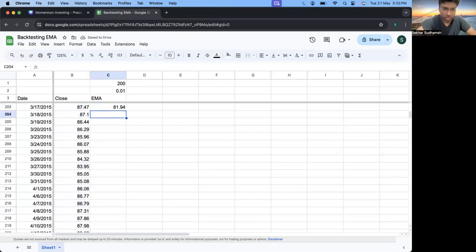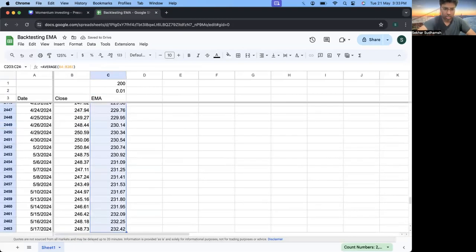Now the 201st day record, for that, how will we calculate 200 EMA? It is equal to yesterday's EMA plus the difference of today's closing price minus the yesterday's EMA multiplied by the EMA factor. So you can copy paste this formula, and this EMA factor needs to be frozen so that we can drag it till the end. Got it. So this is the EMA for all the days.